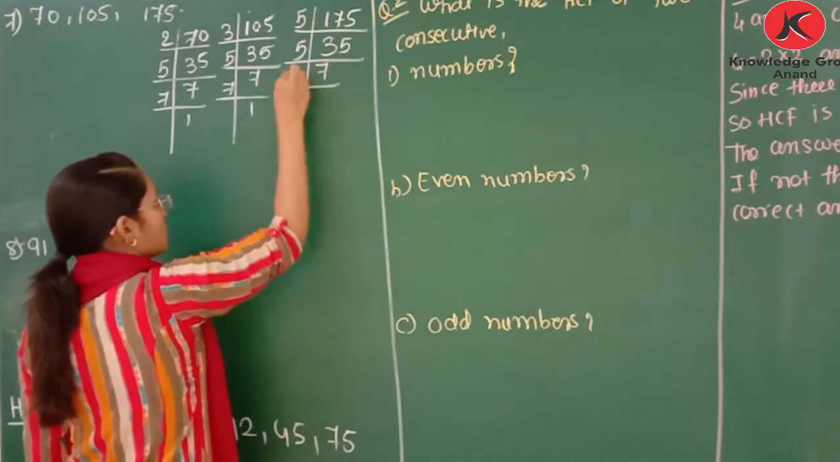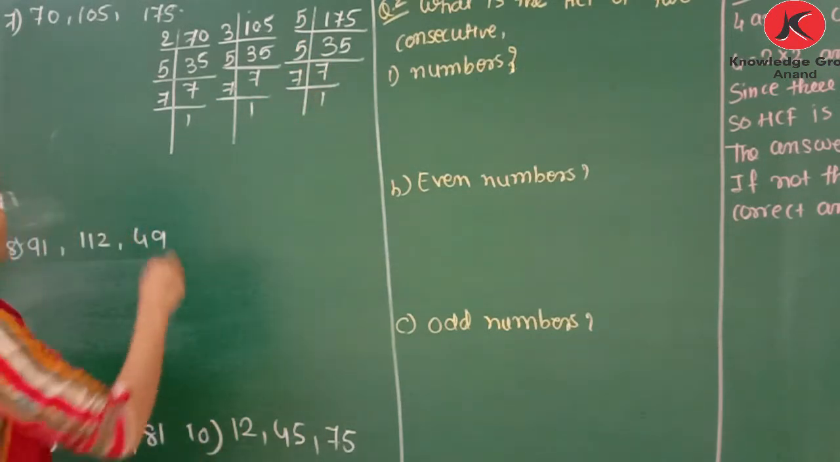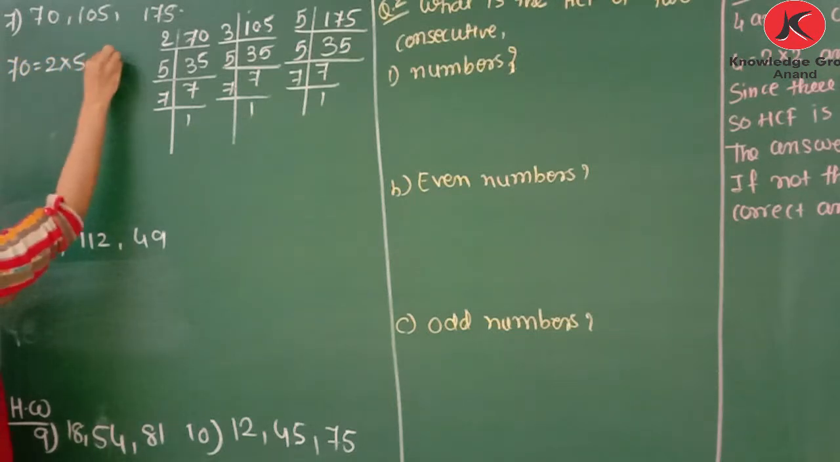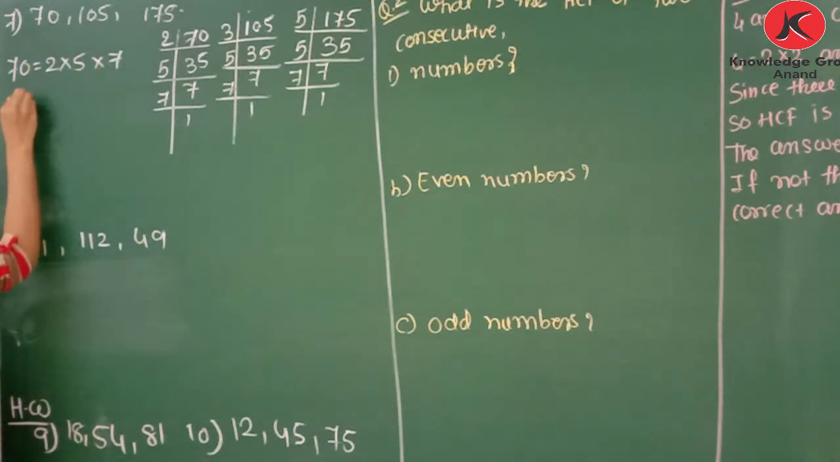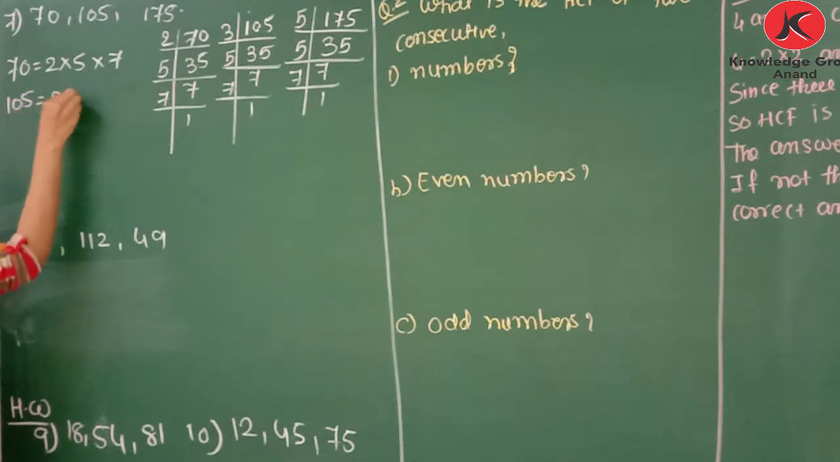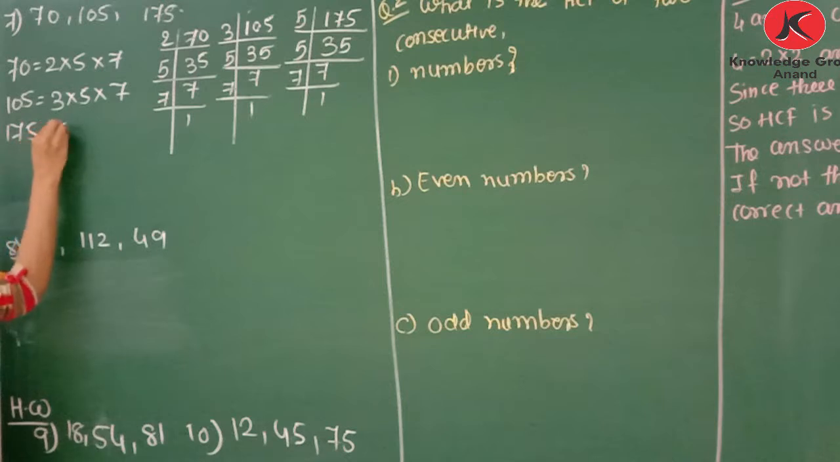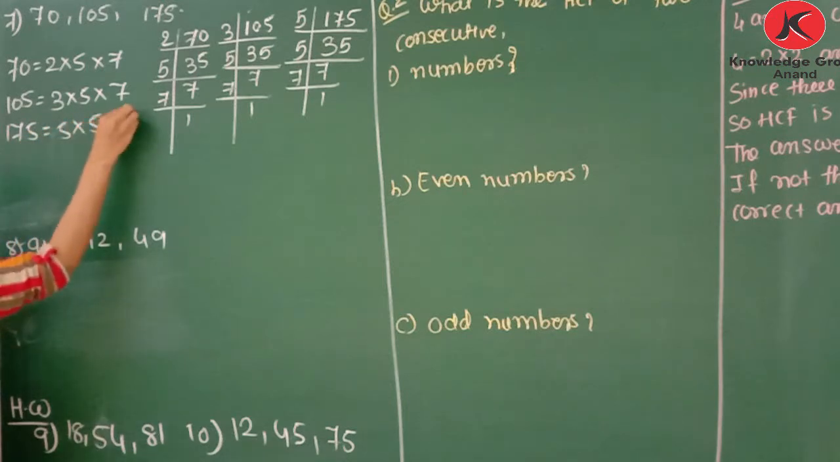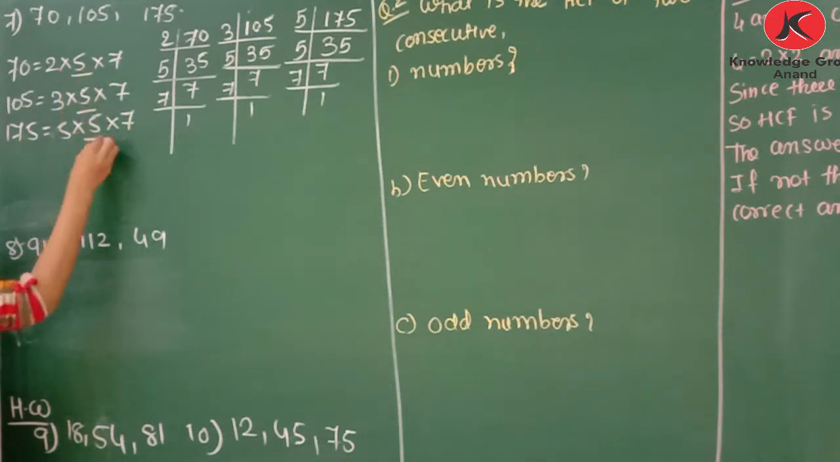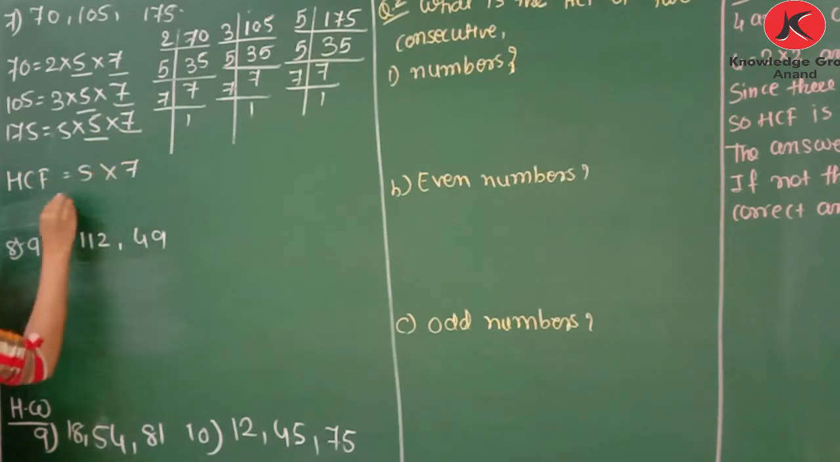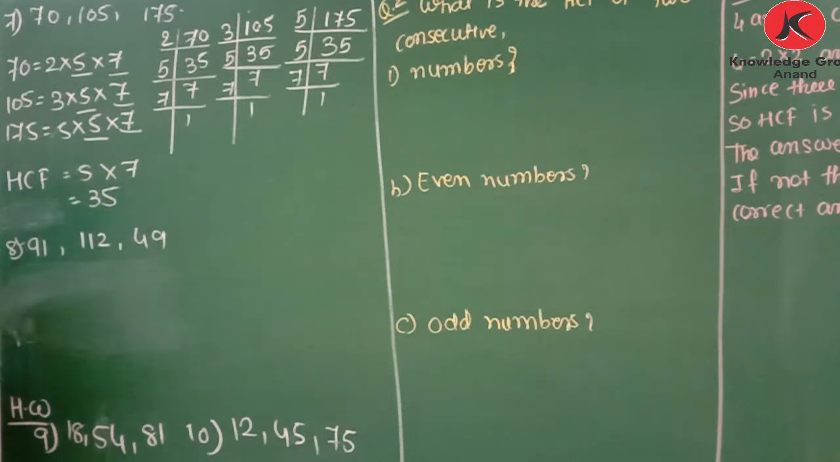5 7s are 35. So the factors of 70 are 2 multiply 5 multiply 7. Factors of 105: 3 multiply 5 multiply 7. And factors of 175: 5 multiply 5 multiply 7. Common in all three are 5 and 7. So the HCF will be 5 multiply 7, that is 35.